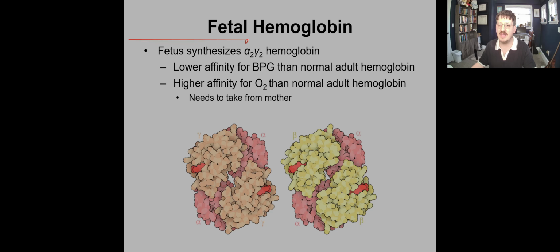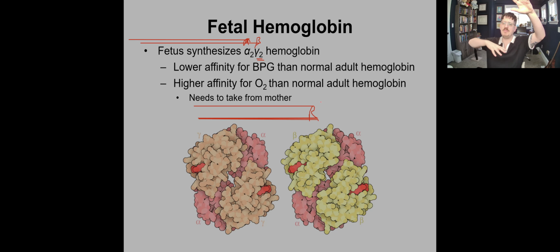Fetal hemoglobin, instead of having the alpha beta subunits, has alpha gamma subunits. The gamma subunit actually has a lower affinity for BPG. Since it has a lower affinity for the BPG, it's more in the R state. If it's more in the R state, it has a higher affinity for oxygen. And that's important because the child needs to pull the oxygen from the mother's blood, so it needs to have a greater affinity for oxygen. If it was just like adult hemoglobin, then the mother's hemoglobin and the baby's hemoglobin would have the same affinity for oxygen, and so it'd be harder for the baby to take that oxygen. It'd be harder for it to get filled up.